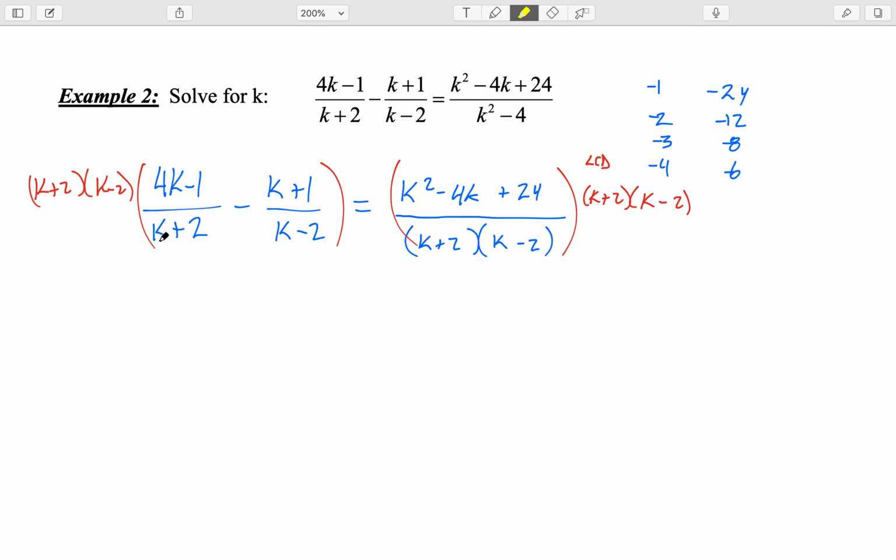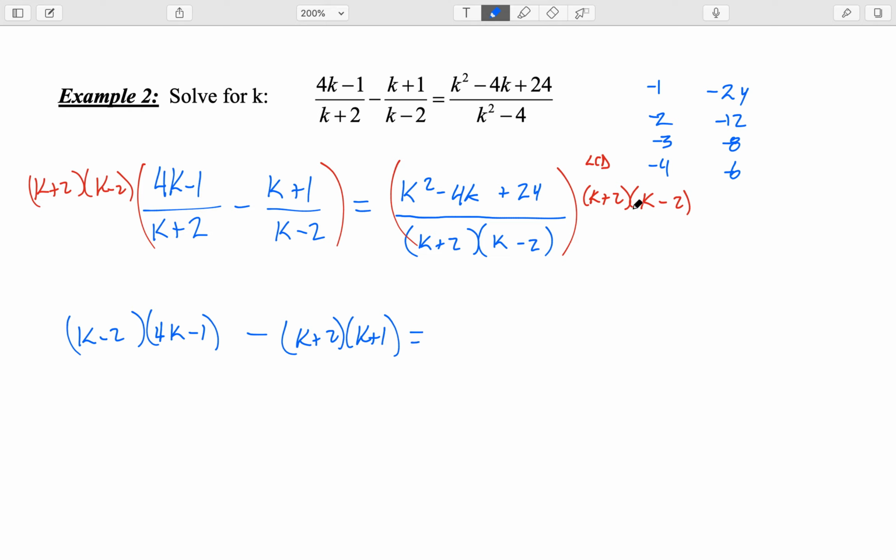Oh yeah, see that? The k plus 2, those two cancel. So I'm left with k minus 2 times 4k minus 1. Okay, so let's do that. Minus. Now, when I do it here, k minus 2, but the k plus 2 times k plus 1. Okay, so this becomes k plus 2, k plus 1. Careful, I'm subtracting this, right? So I'm going to have to expand this thing all out first, then do that.